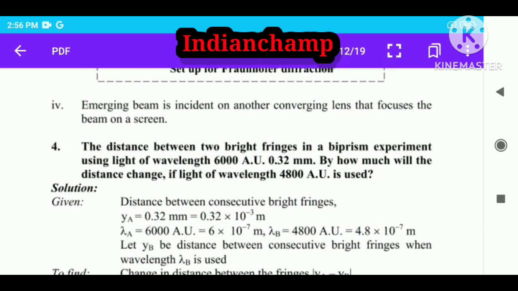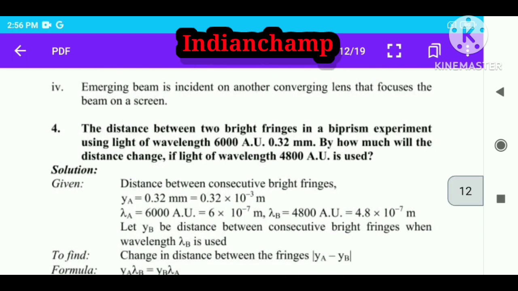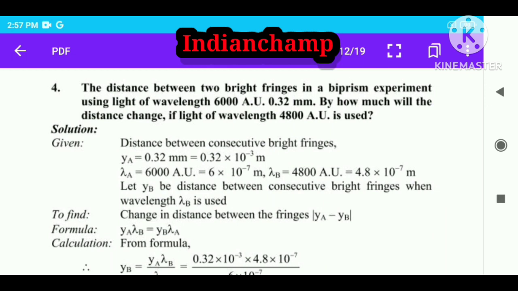Fourth, the emergent beam is considered incident on another converging lens that focuses the beam on the screen. Question number 4. The distance between two bright rings in a biprism experiment using light of wavelength 6000 Å is 0.32 mm. By how much will the distance change if light of wavelength 4800 Å is used?